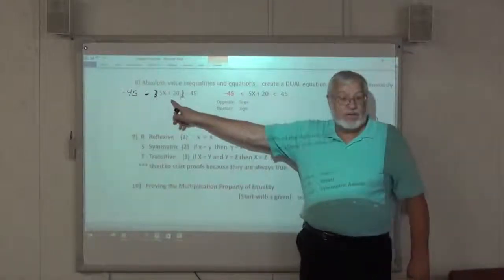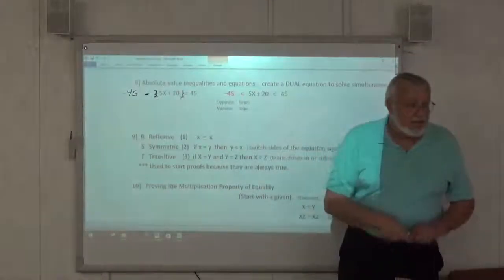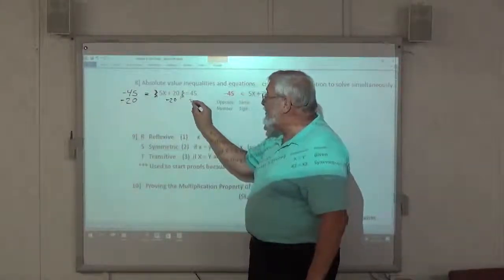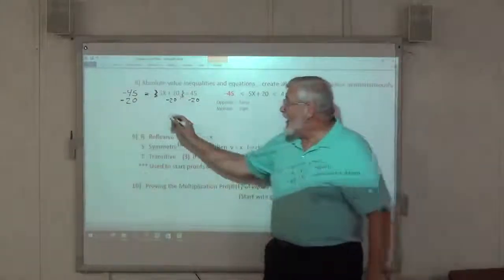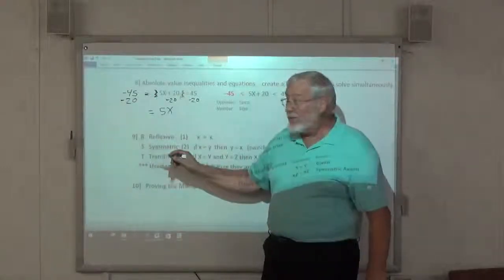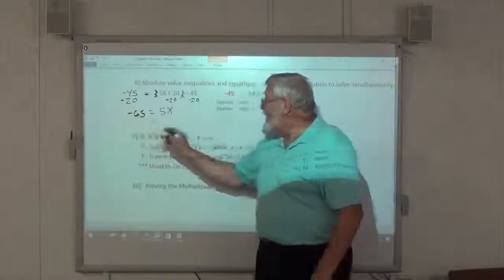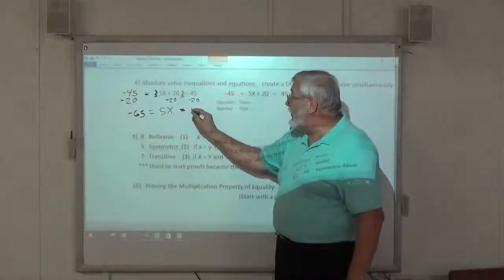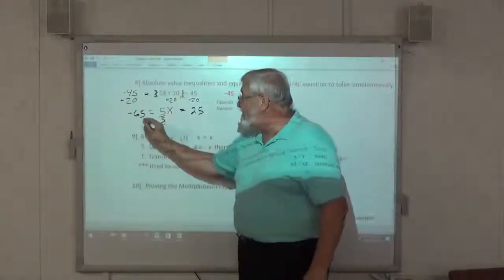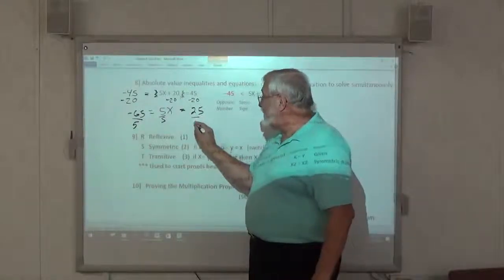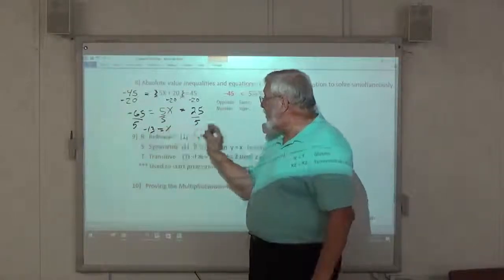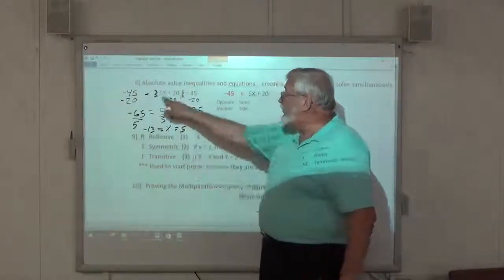So what number do I have to move to solve for x? Move the 20. How do I move it? Subtract 20. So I'm going to subtract 20 here, subtract 20 here, and subtract 20 here. So now I have 5x in the middle equals negative 65, and this equals a positive 25. Divide by 5, divide this by 5, divide this by 5, and we get x is equal to negative 13 or positive 5.